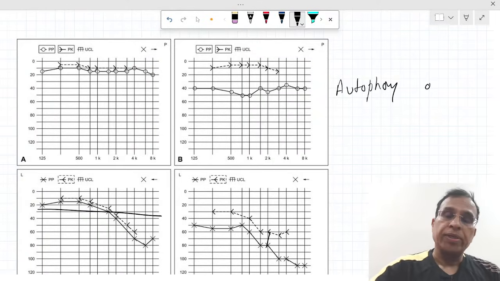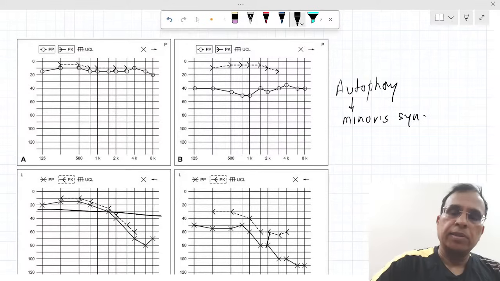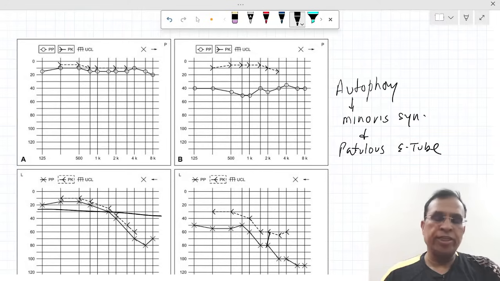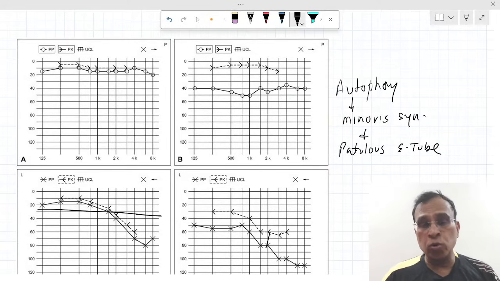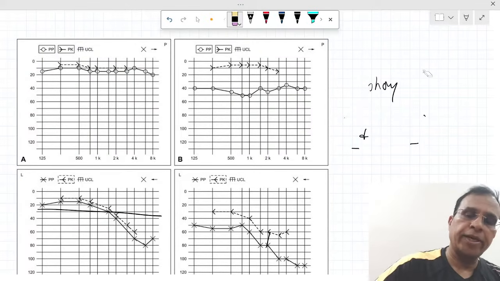Okay. And this happens in two conditions. It happens in Minor syndrome and patulous eustachian tube. These are the two conditions which cause autophony. Autophony is a situation where the patient starts hearing his own breathing sound, not footsteps. Okay.